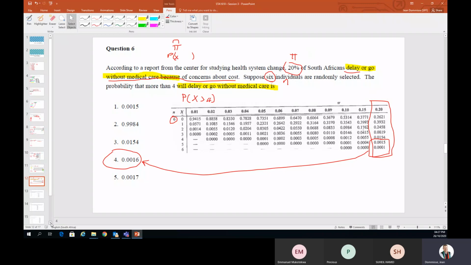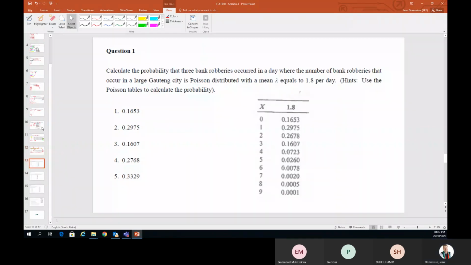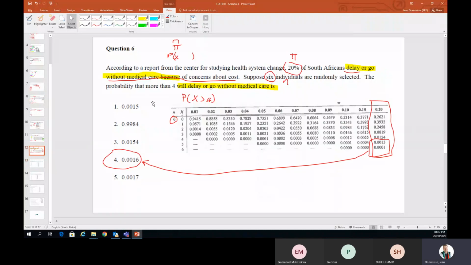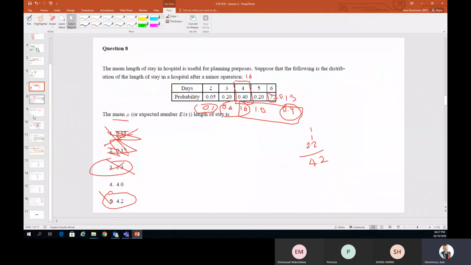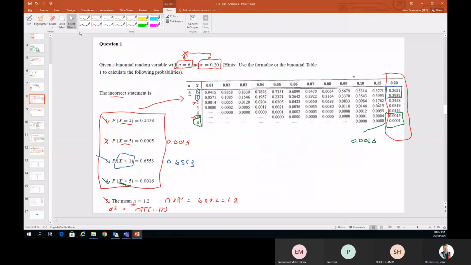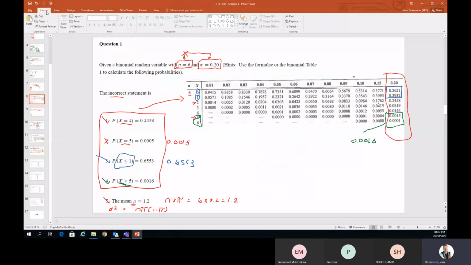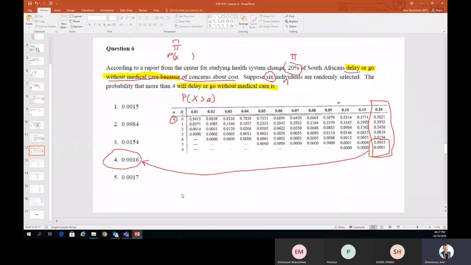Okay, so let's see if we got another one. Okay, so that is basically the binomial. So let's just quickly on this one, let's quickly do the mean, the variance, and the standard deviation.